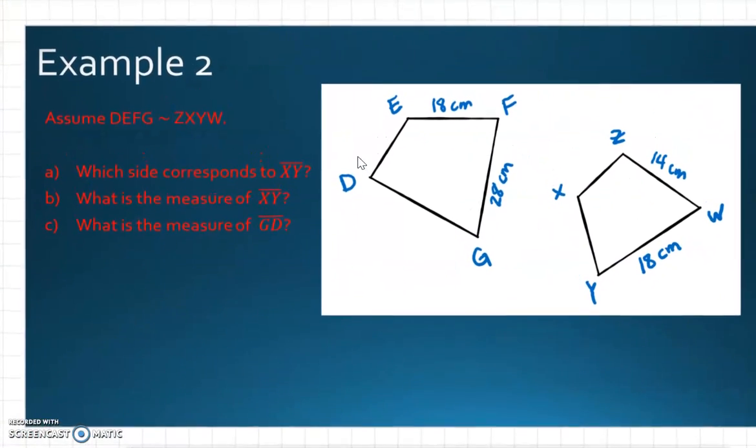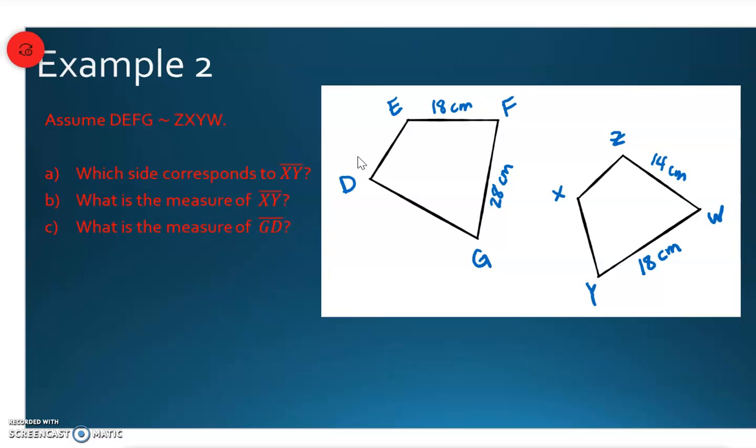Example 2, again, make sure that you have the diagram, and let's go ahead and answer these questions. So pause and rewind if needed. So it's saying, assume that DEFG is similar to ZXYW. Which side corresponds with XY? So I don't even need to look in the figure to answer this question. If I just look right here, XY is right there. So therefore, EF corresponds with XY.